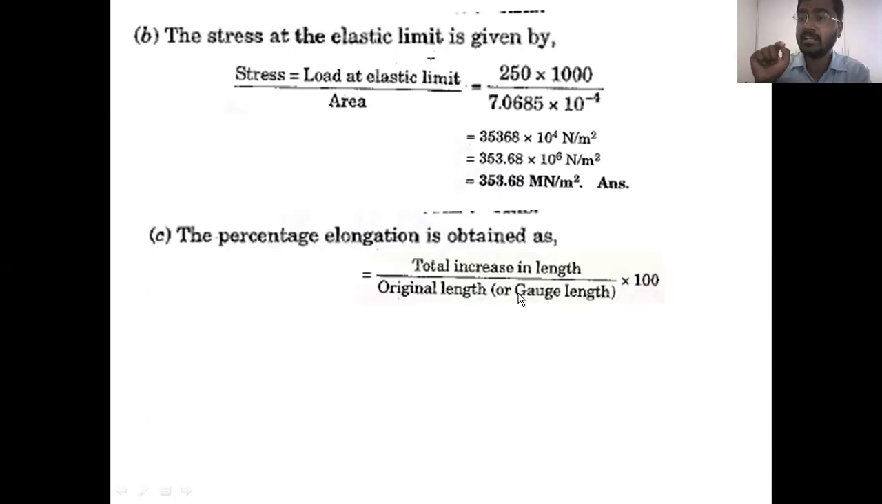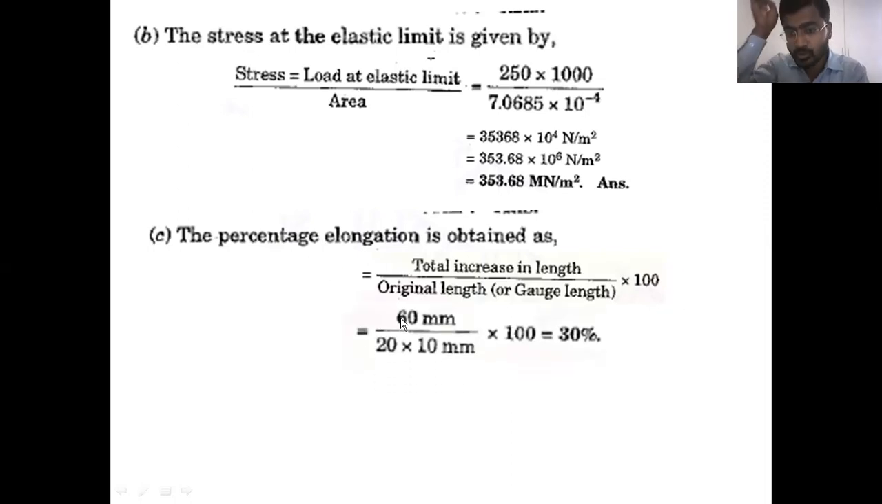You might write delta L equal to L into strain, because we know strain is change in length to its original length. So you take delta L and send L over there, and write delta L is equal to strain into its length, but that is wrong. Here it is asking you to find the percentage elongation, that is, how much percentage it has increased.